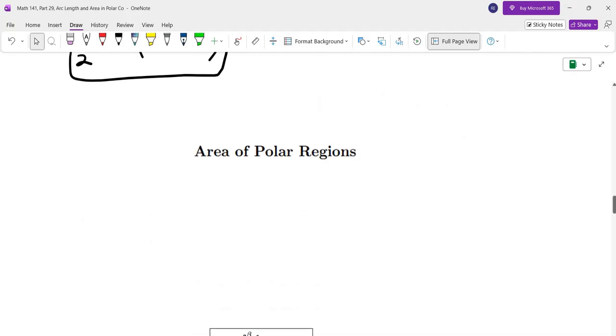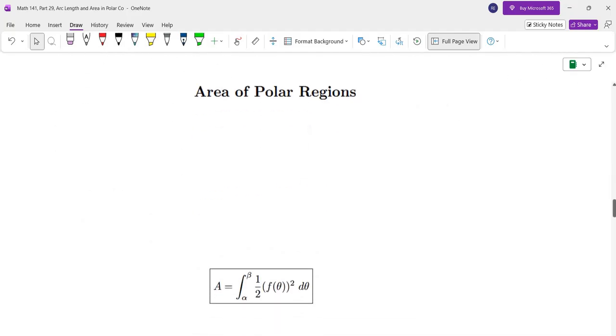The next thing we're going to talk about is area of polar regions. Let's start with a sector. What's the area of a sector? Imagine you have a sector and the angle is theta and the radius is r. The area of this sector is obtained by looking at the area of a circle. What is the area of a circle? The area of a circle is pi r squared.